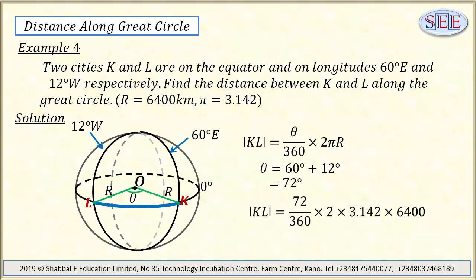So substituting, we will now have distance KL equal to 72 divided by 360 multiplied by 2 multiplied by 3.142, the value of pi given in the question, and multiplied by 6,400, the value of r given in the question. So simplifying this correctly will give answer KL equal to 8,043.52 kilometers. That will be the distance between K and L.